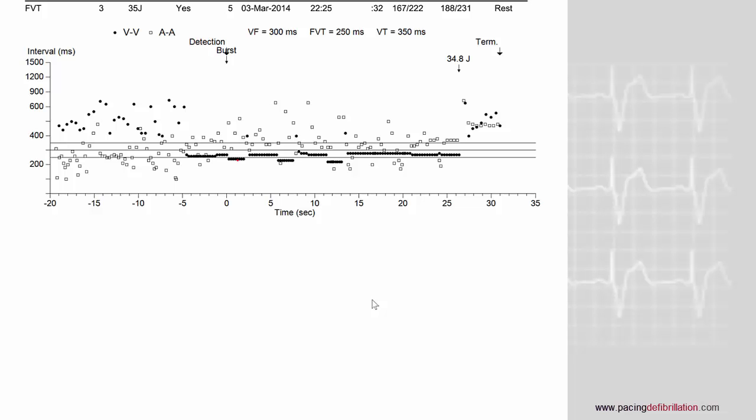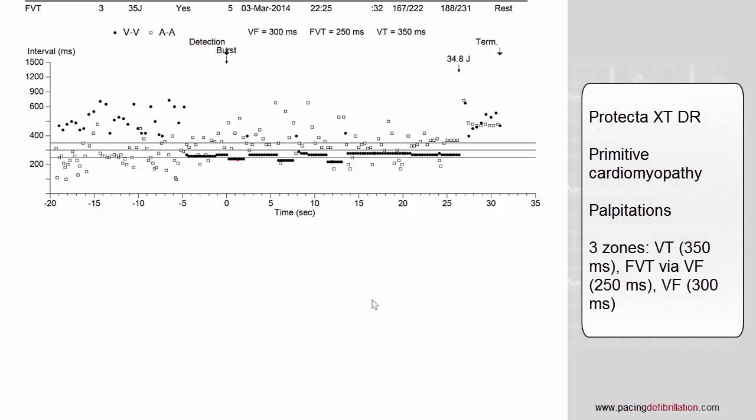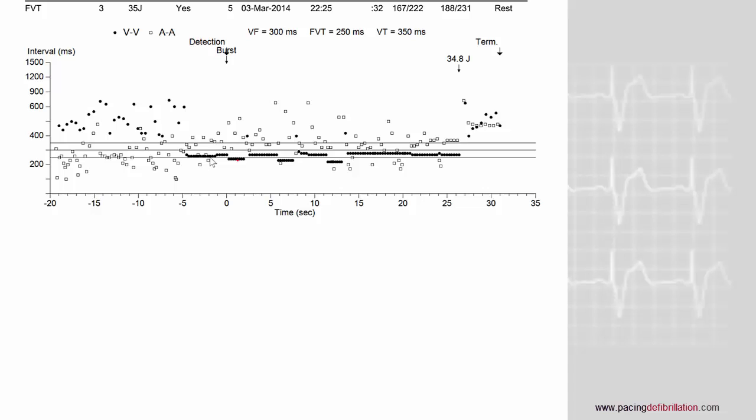This is the case of a patient with ischemic cardiomyopathy implanted with a dual lead ICD. This episode is a fast VT episode, so initially there is a conducted atrial fibrillation, then an acceleration of the ventricular rhythm and a stabilization. This is now a VT, so there is a dual tachycardia.